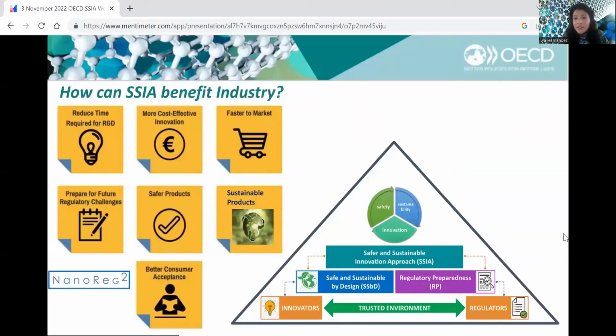So what are the benefits of SSIA for industry? So we expect that if we bring it into practice, because you're working more efficiently and because you have a systems approach, we hope to see these benefits that were identified during the NanoReg 2 project. So really maybe reduced time required for research and development, more cost-effective innovation, maybe even faster time to market, because you don't have to go back to the drawing board if you identify a health or environmental impact. You are prepared for future regulatory challenges, and obviously safer and more sustainable products, which might lead to better consumer acceptance. Next slide.